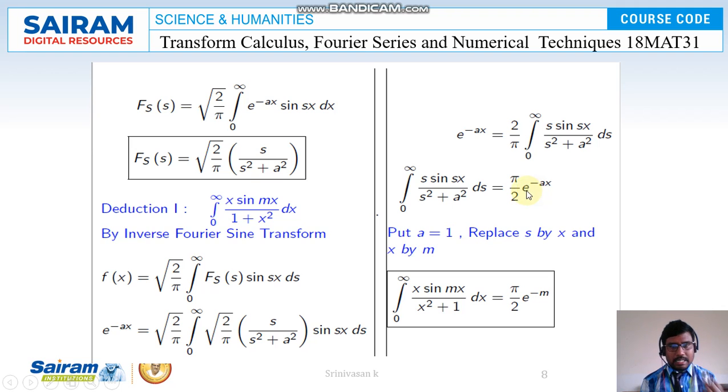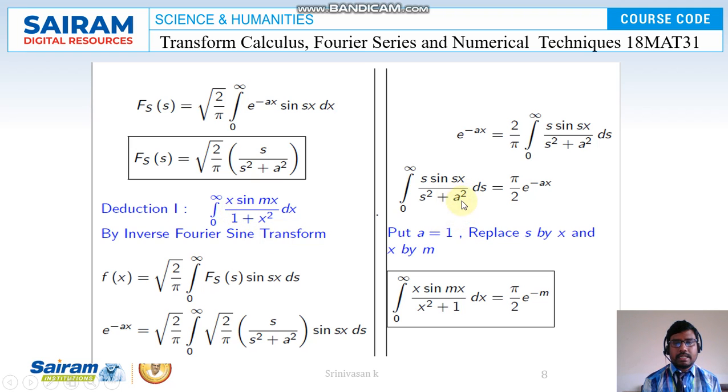Now compare the deduction and this equation. What is our deduction? Integral 0 to infinity. Here also integral 0 to infinity. Here x sine mx. Here the first term is x, and here the first term is s. So I replace s equal to x. And coming to the next, already I replaced s equal to x. I want m, so I replace x equal to m. And coming to the denominator, we get here 1 plus x square.